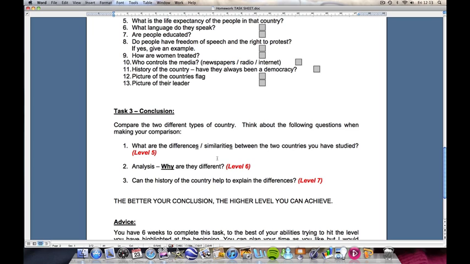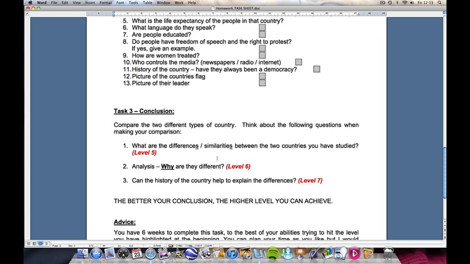Second point, why are they different? Why have the two countries evolved such different forms of government? And finally, can the history of the country help to explain those differences that exist between those countries? So as you can see, the research is only part of the earlier process of a level 4, a level 5 and a level 6.